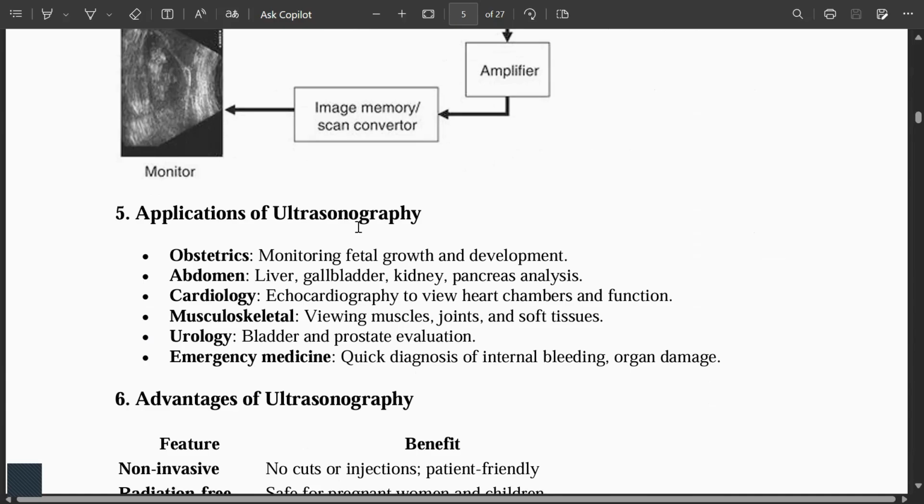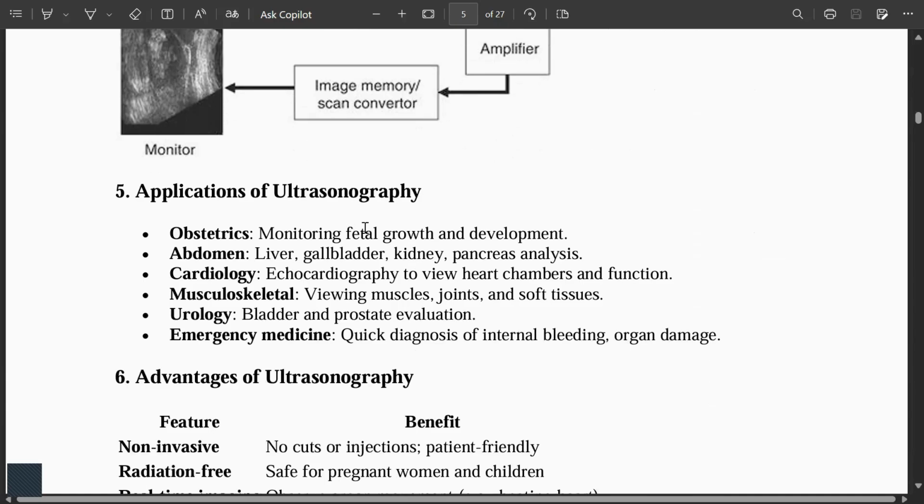One thing, monitoring of the fetal development. The main thing, fetal development and growth is monitored. Then in the abdomen, liver, gallbladder, kidney, and pancreas analysis. In cardiology, echocardiography is used to view heart chambers and function. In the musculoskeletal system, it is used for viewing the muscles, joints, and soft tissues.